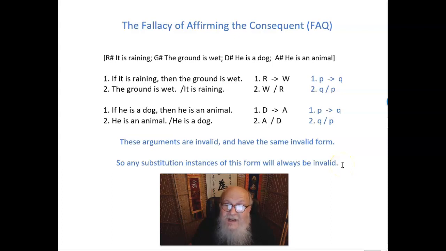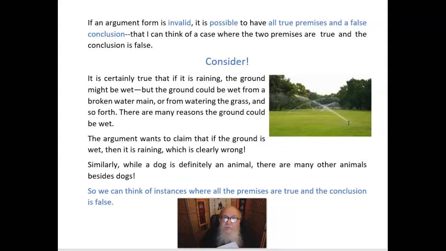Though I think you could see how it's invalid, that any substitution instance of this form will always be invalid. Now, if an argument form is invalid, it is possible to have all true premises and a false conclusion. Then I can think of a case where the two premises are true and the conclusion is false. So consider. It is certainly true that if it is raining, the ground would be wet. But the ground could be wet from a broken water main, or from watering the grass, and so forth. There are many reasons the ground could be wet.